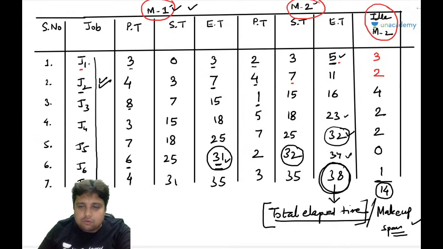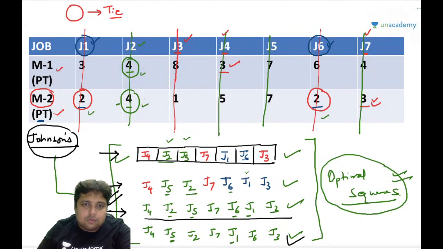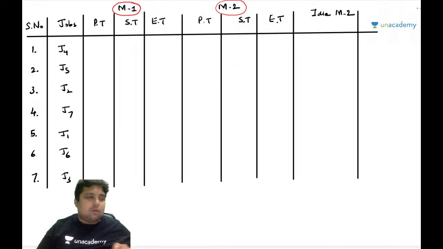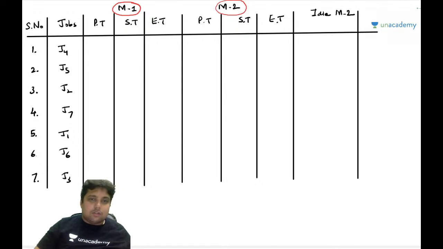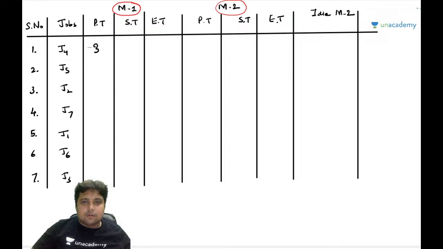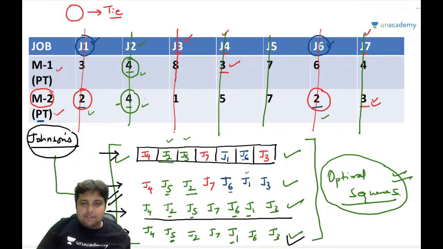Let us do. So for job 4, the timings are 3, 5. First sequence, please. 4, 2, 5, 7, 1, 6, 3.